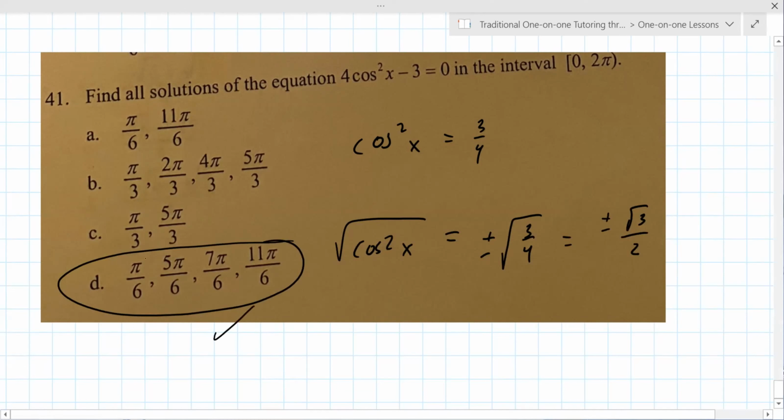But again, you could also just plug these in. Like if you plug in pi/6 and it works, you know it's either A or D. If it doesn't work, you know it's either B or C. And then you just look for the ones that are similar and different.